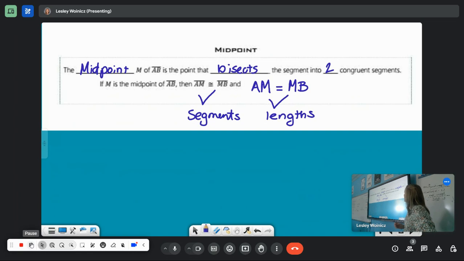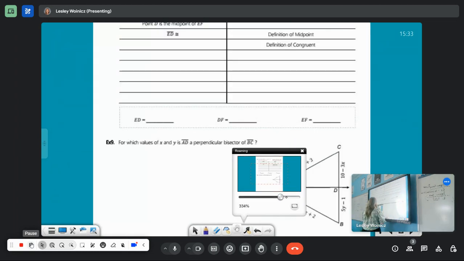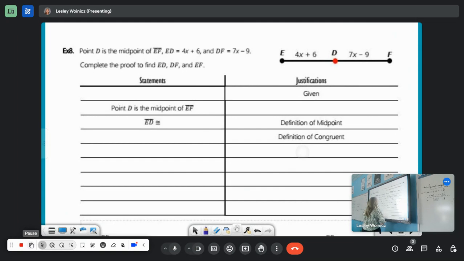Okay. So this is one of those things that we can also use backwards and forwards. If I know that AM is congruent to MB, and M is between A and B, then I can say that the segments are congruent using the definition of midpoint. Okay, flip. Okay, so you can see point D is the midpoint of EF. How do we know that? It's given.